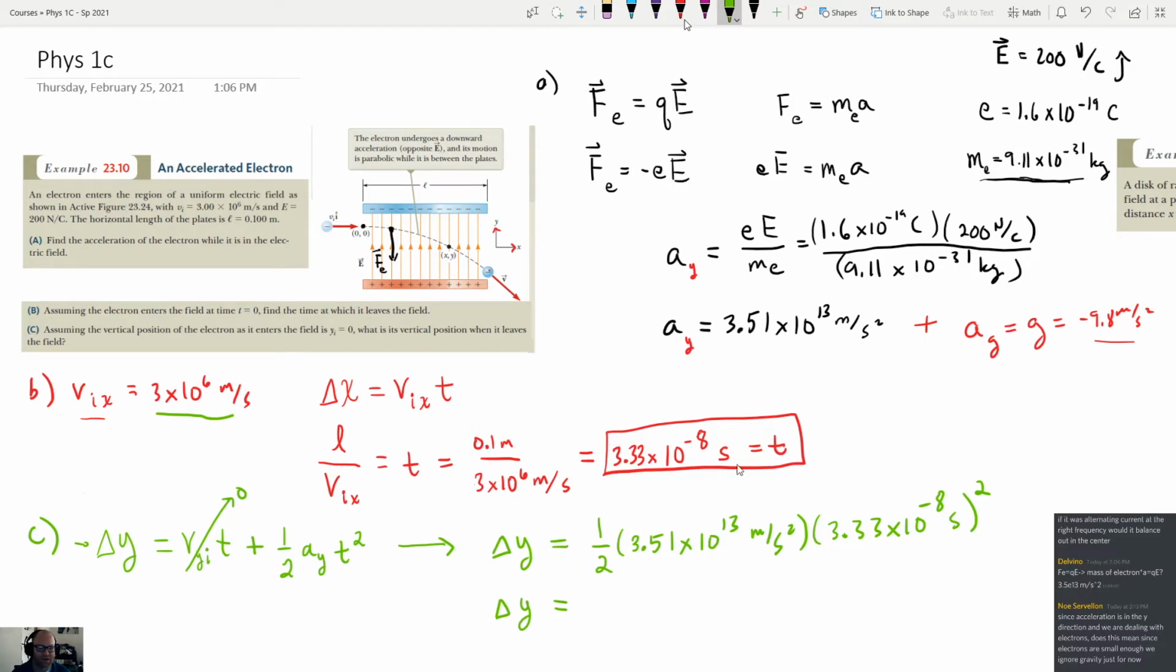3 million meters per second. So the distance that it travels here is not going to be super far then, because the time gets squared. All right, what do you get if you calculate this?